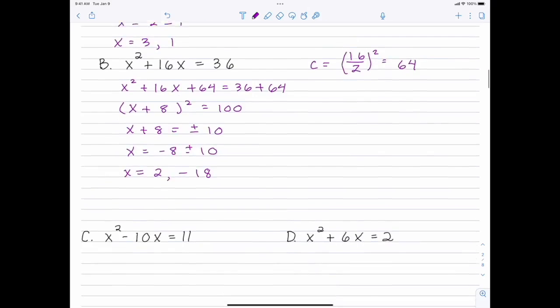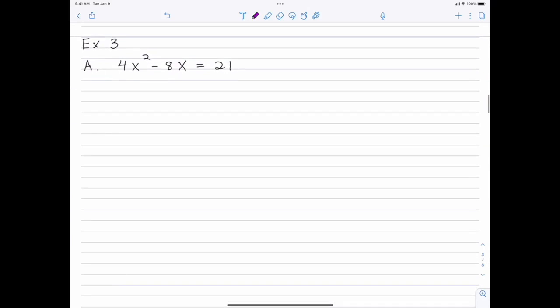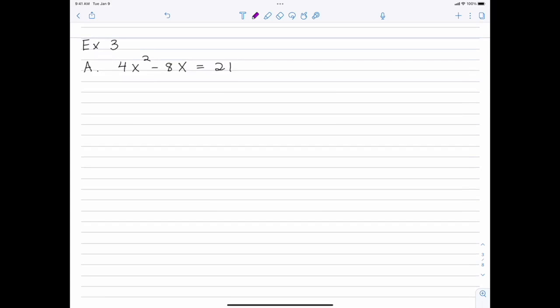Let's move on. Okay, let's look at this. This is going to be kind of our last big example. So here's the thing. We can make completing the square as hard as we want, but for the most part, this is about as hard as we're going to see here.